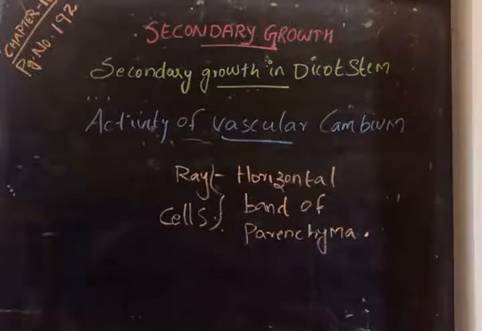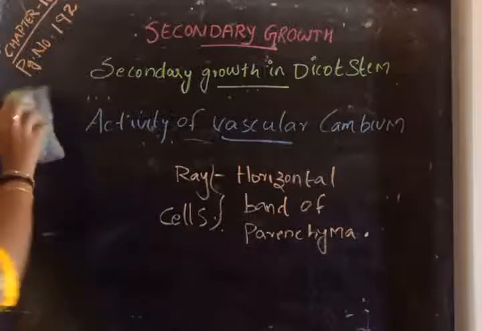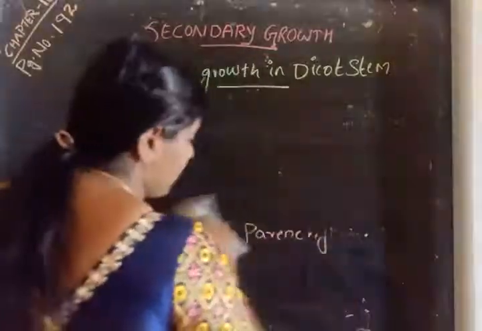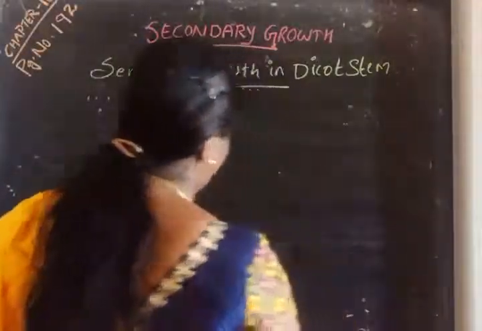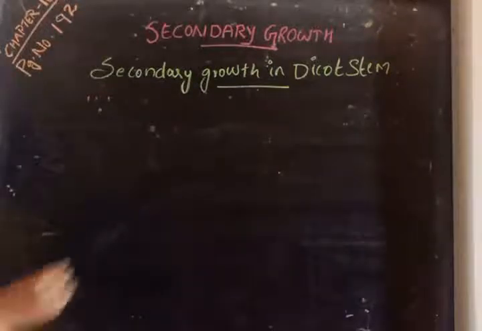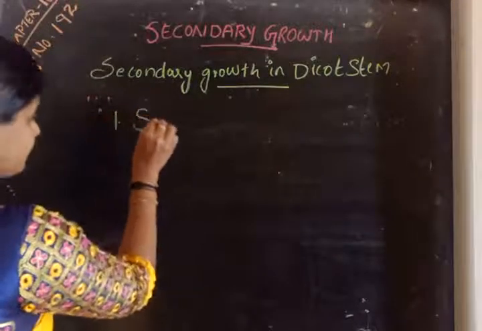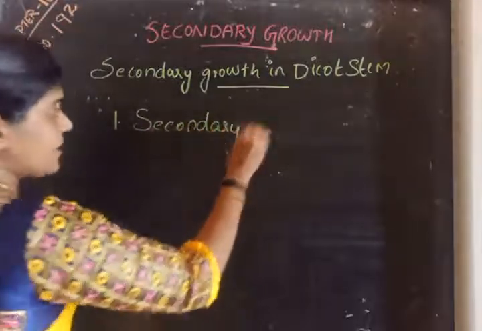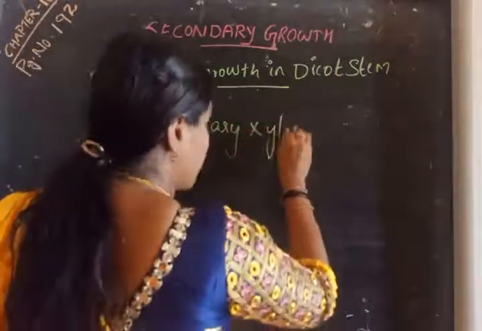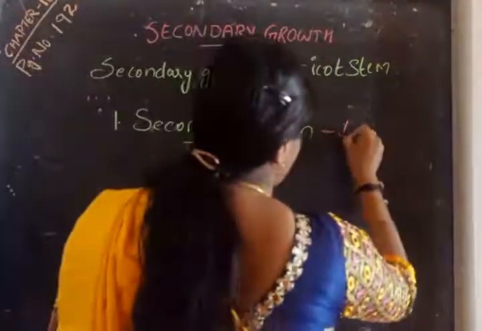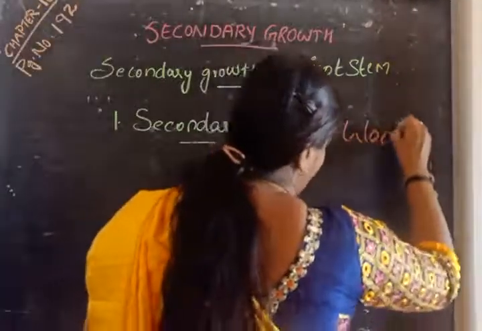Now we are going to go into more detail about the secondary xylem. Secondary vascular tissues are of two types: secondary xylem and secondary phloem. First one, secondary xylem. Secondary xylem is nothing but wood.